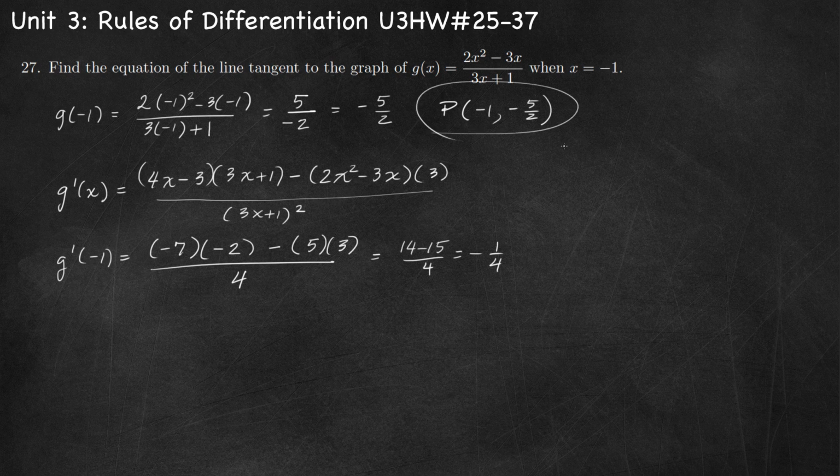So I have point of tangency, negative 1 comma negative 5 over 2, and the slope of my tangent line is negative 1/4. So now I can write the equation of my tangent line. It's y plus 5 over 2 equals negative 1/4 times x plus 1.